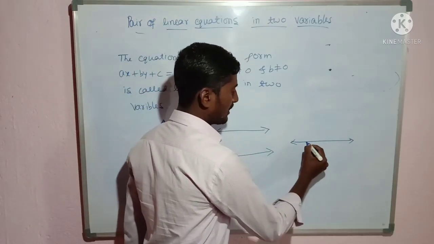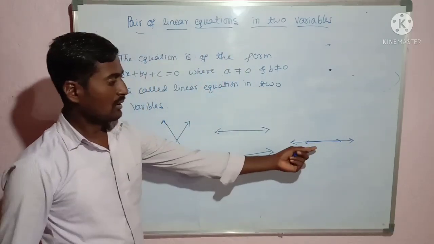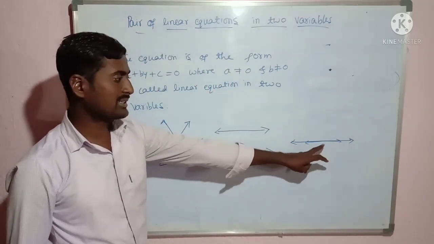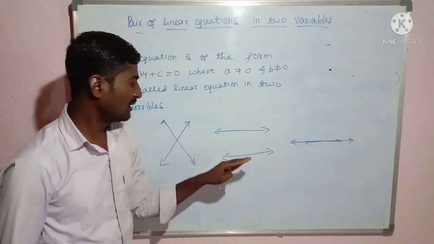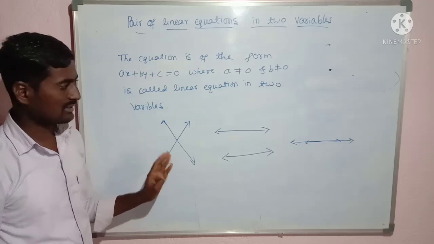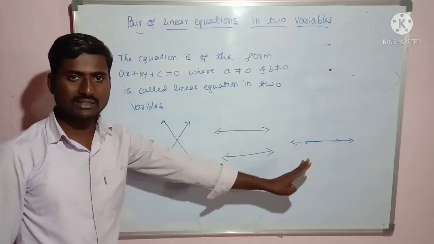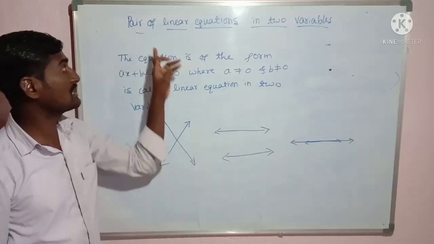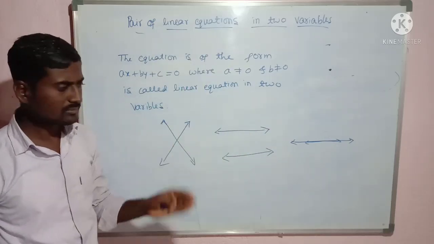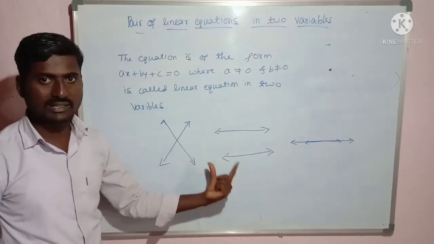This is one line and this is another line. Okay, means they merge to each other. Two lines coincide with each other. They are parallel to each other. They intersect with each other. These are the only three possibilities. Any one of these it can satisfy. That is pair of linear equations. While explaining the examples, you will understand this.